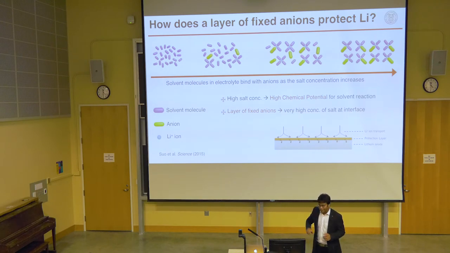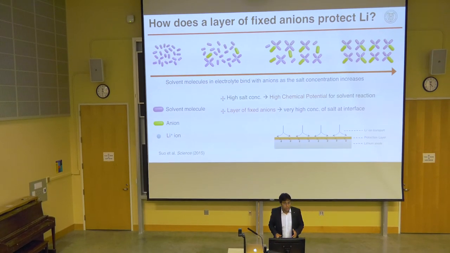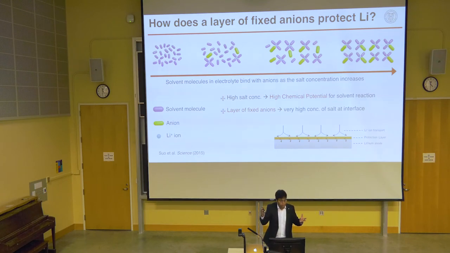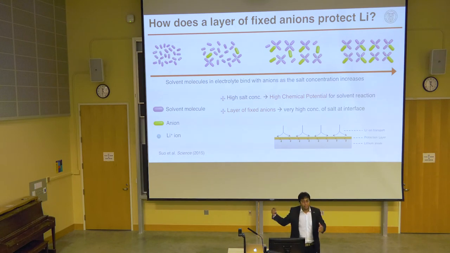So what happens here is that the solvent molecules start to coordinate with the salt molecules. If you keep on increasing the salt content in the electrolyte, at a certain point all the salt molecules will start to coordinate with the solvent molecules. And since all the salt molecules are coordinated, the chemical potential for the reaction between the anode and the electrolyte goes to a very high value. So at these high concentration electrolytes, the lithium metal won't react with the electrolyte.